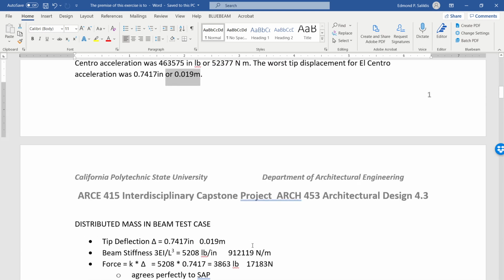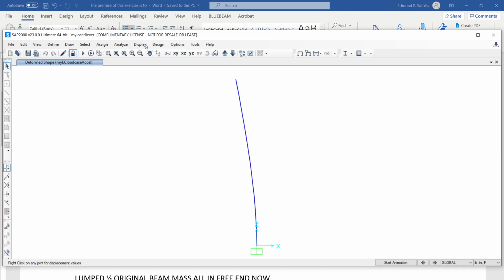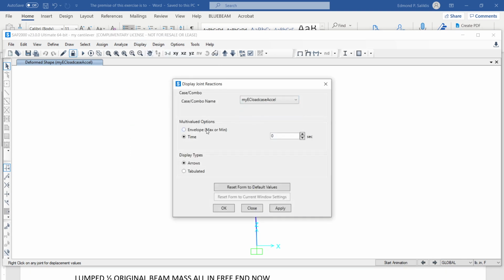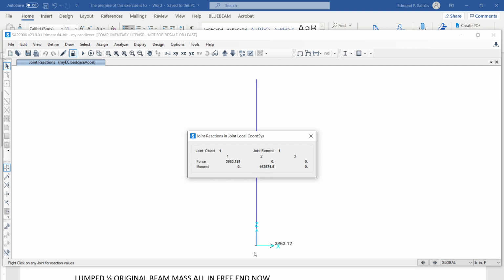So what is the force? Well, the force should be the beam stiffness times this displacement. And what is the beam stiffness? 3EI over L cubed. So I can do that in pounds per inch or newtons per meter, it doesn't matter. And I can get the base shear, which is what it should be. And that perfectly agrees with SAP. So I could display the forces at the base for El Centro on the envelope. And here it is, 3,863.